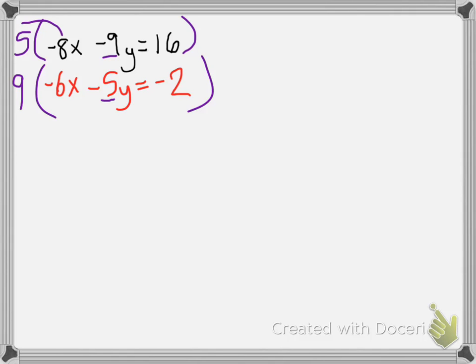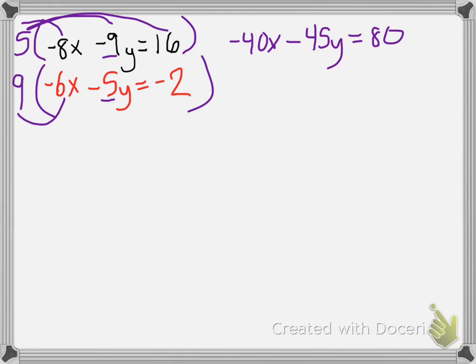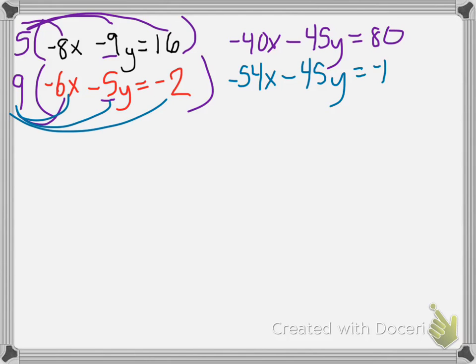Okay, so 5 times negative 8 is negative 40x. And 5 times 9 is 45y. And 5 times 16 is 80. And then I'm going to do the same thing with the other equation. Let me change colors, different equation. 9 times negative 6 is negative 54x, minus 45y equals negative 18.